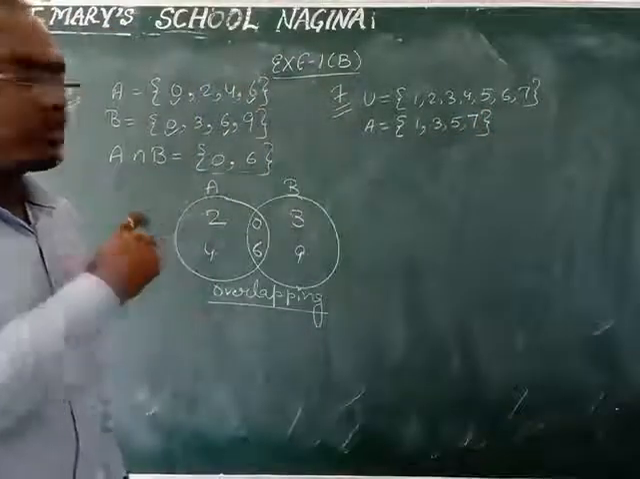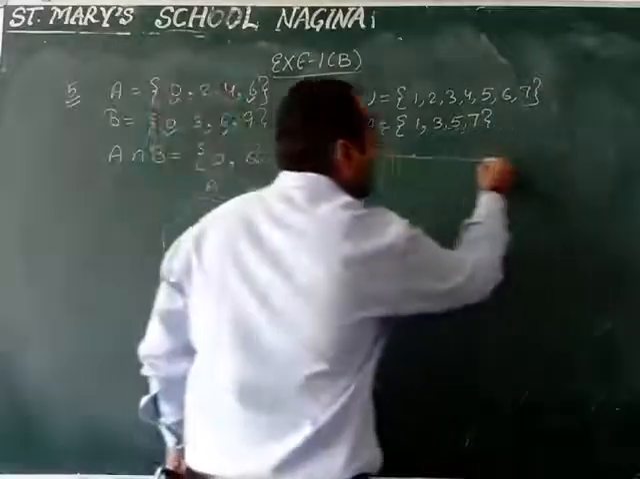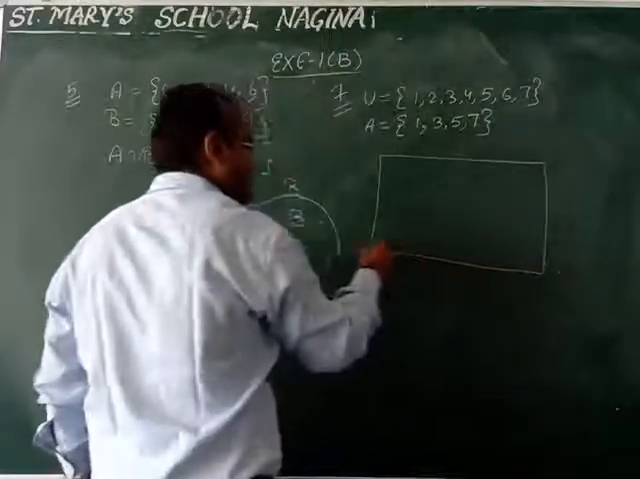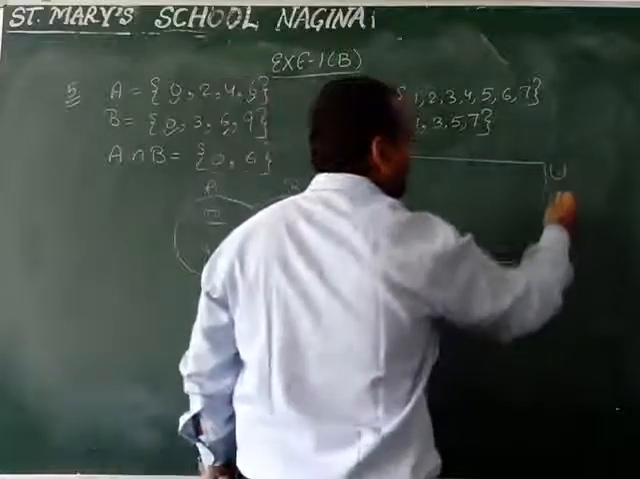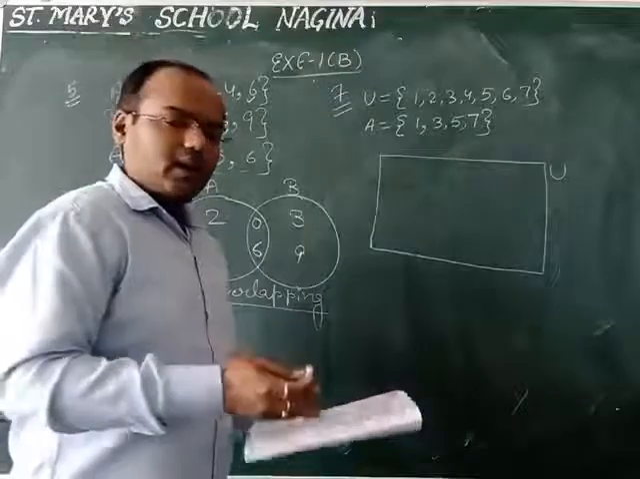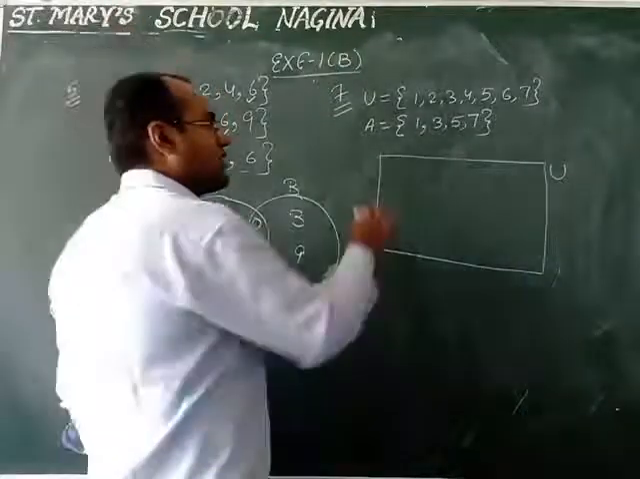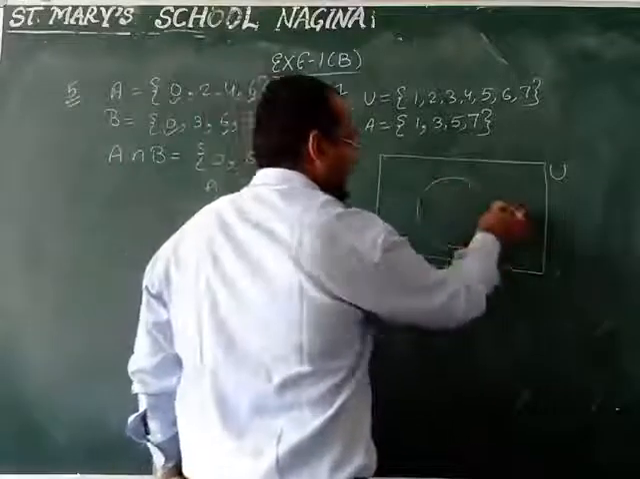So first of all, the universal set is given. For the universal set we have to draw one rectangular box. The rectangle represents the universal set. You can write U outside also, you can write U inside also. Both ways are correct. Now after writing U, we have to draw one circle A inside this rectangle.